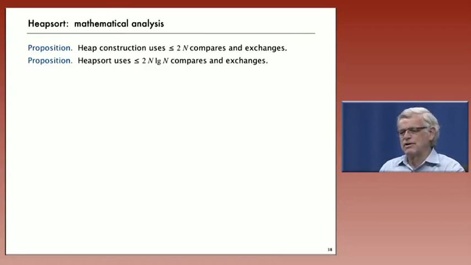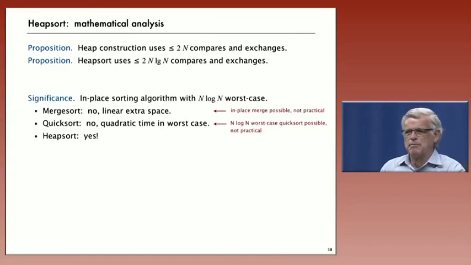N times, we're doing a sink operation, and the size of the heap is at most log n, so it's n log n. The construction actually, it turns out, although it's a little more complicated to prove, always uses just a linear number of compares and exchanges. And that's an interesting result in itself. You can build a heap from n values in linear time. And then in n log n more time, you can sort from that heap. And that's significant because it's the first sorting algorithm that we've seen that is both in place and manages to get the sorting job done with guaranteed n log n compares.